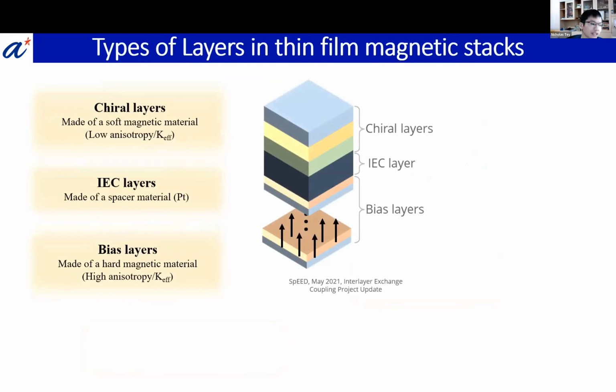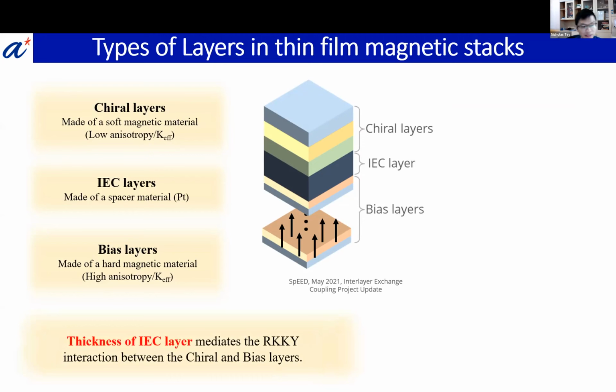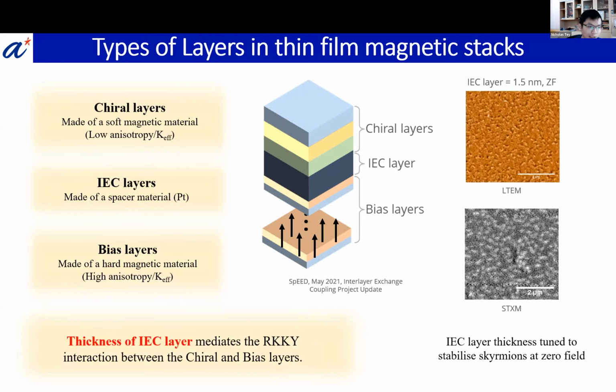So the material stack that we use consists of 3 types of layers. The chiral layer is a soft magnetic material with low anisotropy. The IEC layer is made of a spacer material, while the bias layer is made of a hard magnetic material with high anisotropy. Previous work from our group also showed that by tuning the IEC layer thickness, zero-field skyrmions have been experimentally observed in the chiral layers.